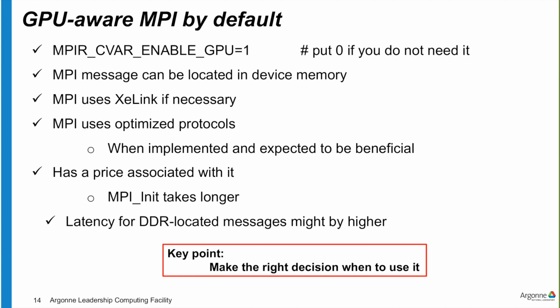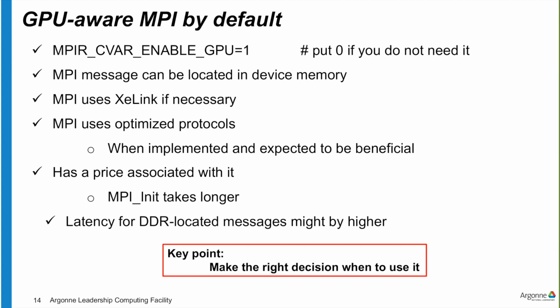I'm coming to GPU awareness. GPU-aware MPI is on by default. However, if you don't need this, then there is an environment variable or control variable which allows you to turn this off. What exactly does it mean, the GPU awareness? It means that an MPI message can be located on device memory.